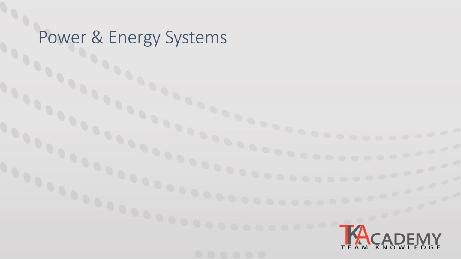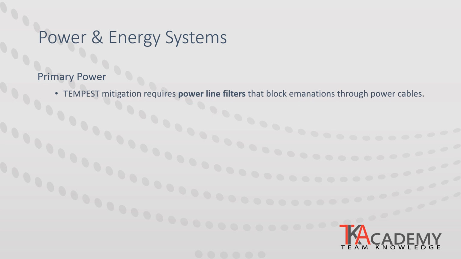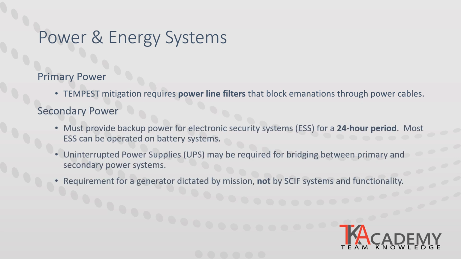Skiffs will require both primary and secondary power systems. If tempest mitigation measures apply, the electrical power will require power line filters to be installed which block emanations from being transmitted through the power cables. Security must be maintained during a power outage, so backup power is required for the electronic security systems at a minimum. Backup power should be maintained for at least 24 hours, and batteries are typically adequate for most electronic security systems to function for that length of time.